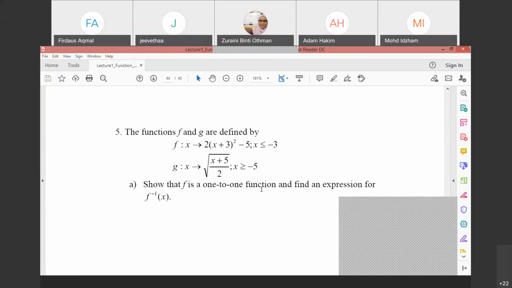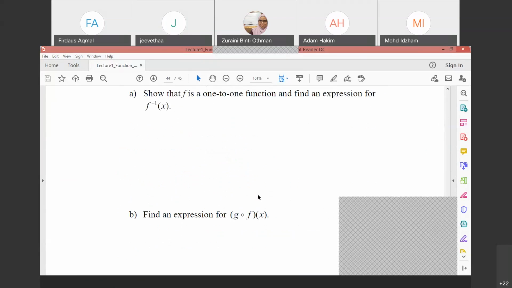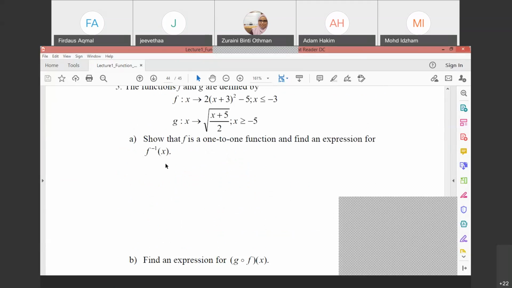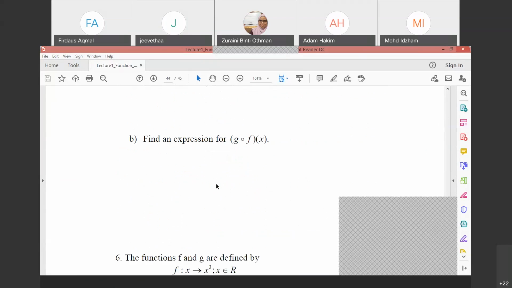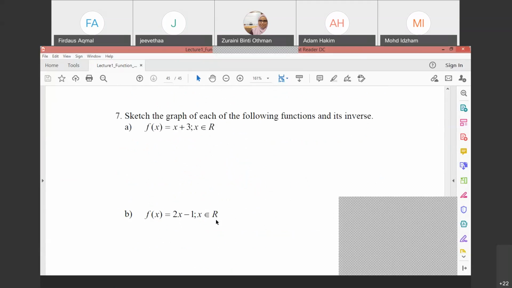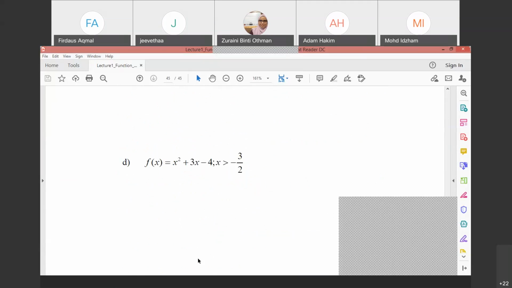Macam ni kita nak tahu dia one-to-one function. Okay, ini pun boleh selesai. Kalau kita dapat graf dia macam tadi, kita lukiskan dia bersilang sekali saja, so it's one-to-one. Kalau dia bukan bersilang sekali, so it's not one-to-one. Okay, same as number 6, 7 and finish for this tutorial.